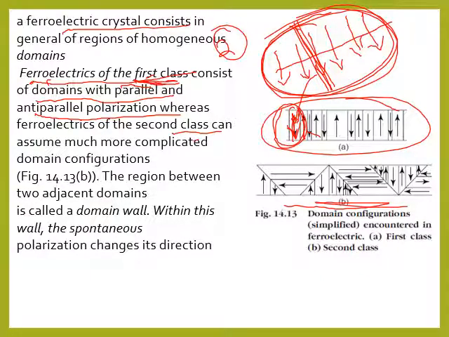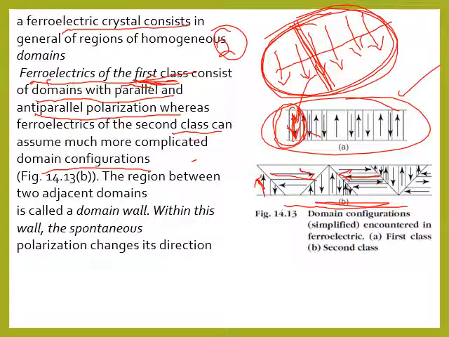That can assume much more complicated domain configurations, because here some go upward, some go from left to right, some come from right to left. It means it is more complicated as compared to the above one. The region between two adjacent domains is called a domain wall, meaning the boundary between the two adjacent domains is called the domain wall.